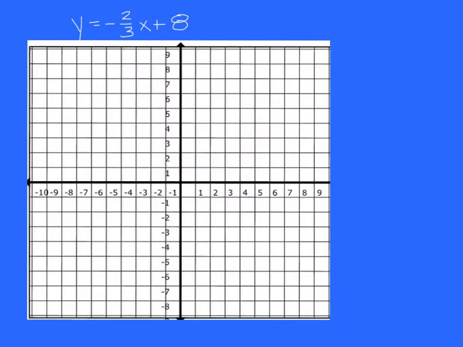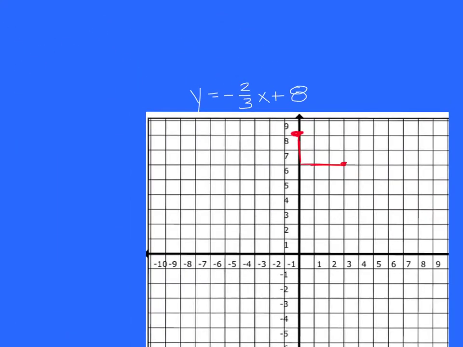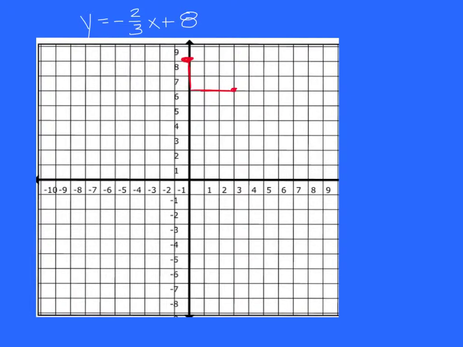Example 1. Where do I go first? You go to positive 8. Make a dot. Then what do I do from there? Down 2 and to the right 3, yes. So once we are there, you make up your 2 dots, and the line tool will make this in red. Try to get it right on it. Oh, it's a little bit off, but that's the best I can do with my stuff here.